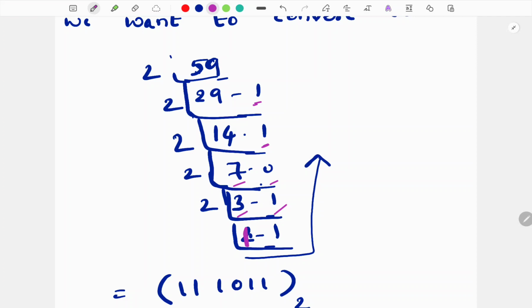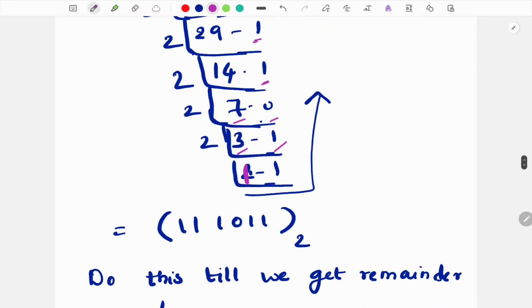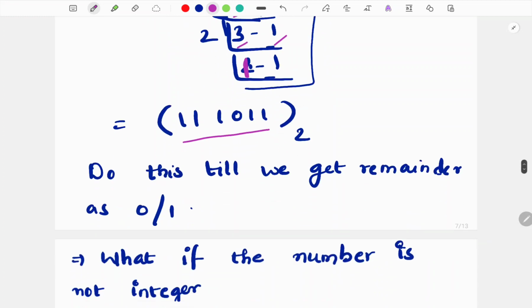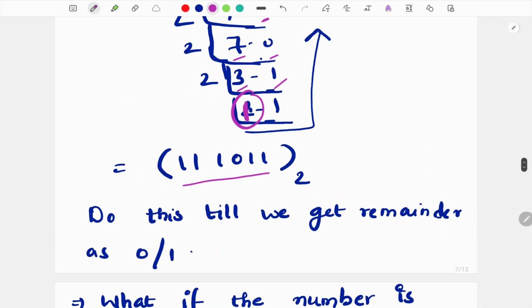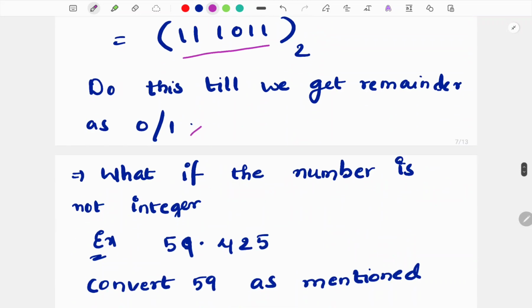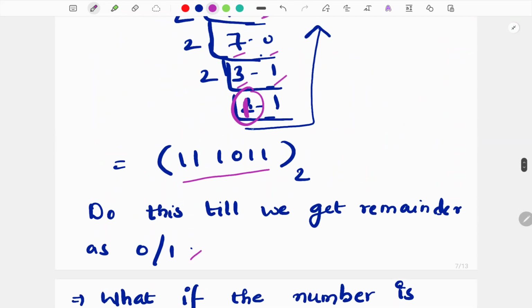While gathering, go from down to up and gather all those bits, which will give the binary number result. We need to do the division process until we get the result or remainder as 0 or 1, and gather from bottom to up.